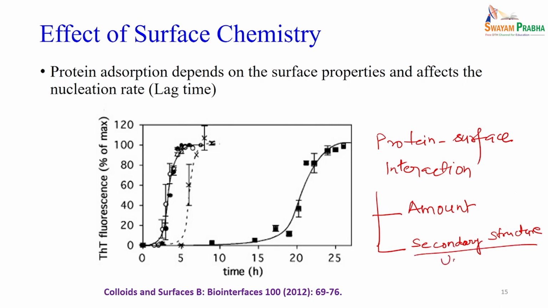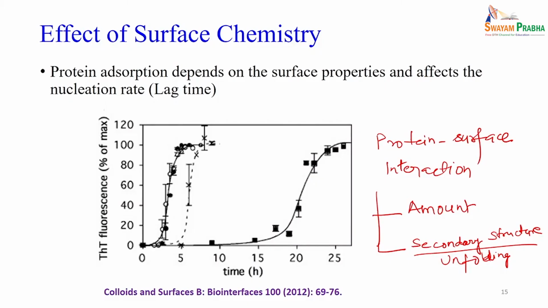Structure, you can see it unfolding. So, depending on the interaction of surface and protein, there may be unfolding. Unfolding means there may be polymerization of the protein molecules, it will form the nuclei, and after the formation of nuclei, there will be the aggregate. So, here we are seeing the three surfaces.